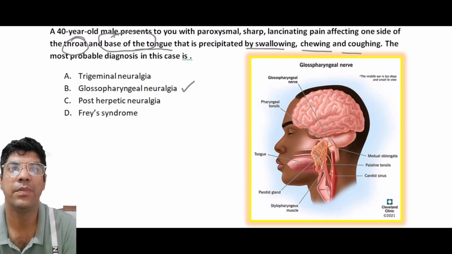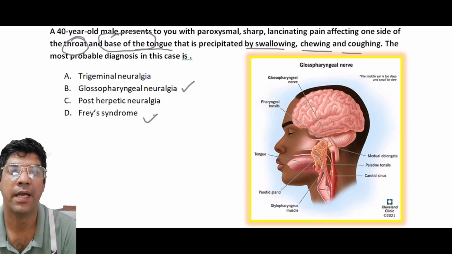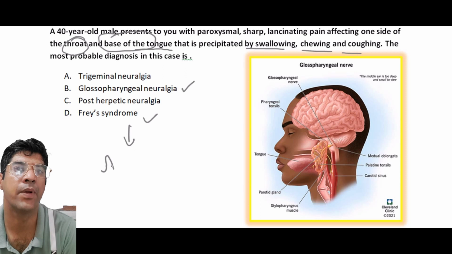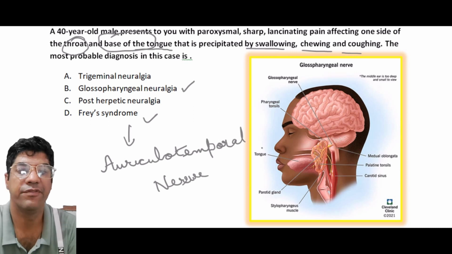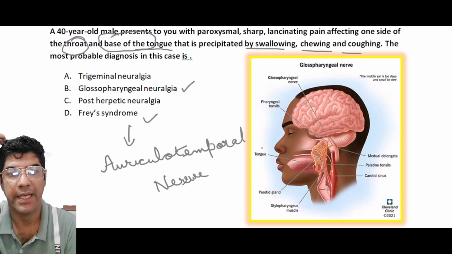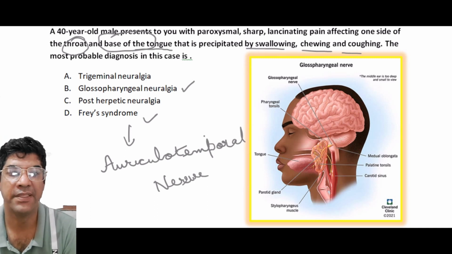Frey syndrome is a result of damage to the auriculotemporal nerve. That affects the parotid gland and causes sweating and flushing on one side of the face. So the answer would be glossopharyngeal neuralgia.